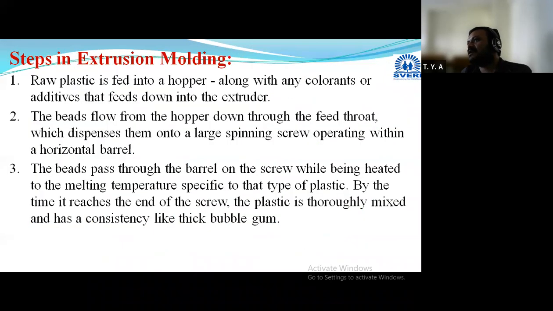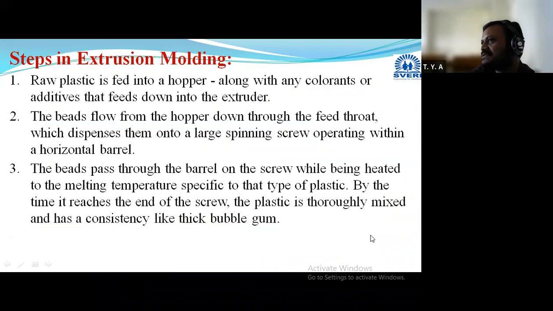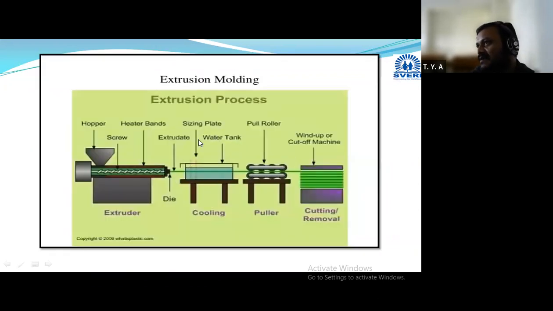Then the extrusion molding process is used for manufacturing your window frames, hose pipes, garden trellis, adhesive tapes. This is the extrusion molding process working principle, and this is not the end of the process. After this, we perform the cooling and some size rectification operations, and it is collected as per our requirement by performing some cutting operation.